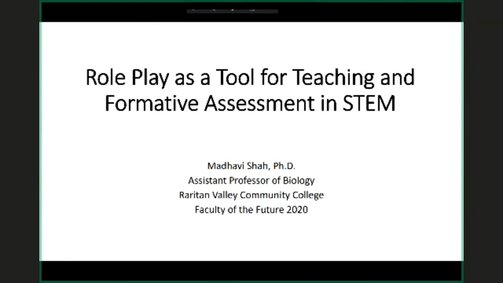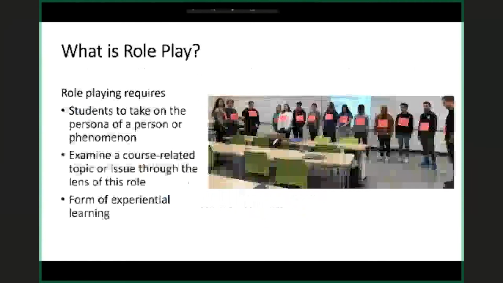I would like to say, though, that a lot of these role play activities are great for many different classes, not just classes in the STEM field. As I did more research for the presentation, I also found a lot more examples in different fields, even things like economics, arts and history. There were many examples of role play as an active learning tool and for formative assessment. So I would like to highlight that before we go into the details.